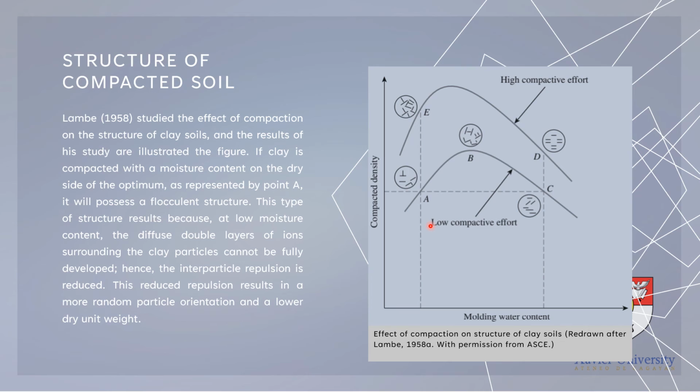This type of structure results because at low moisture content, the diffuse double layers of ions surrounding the clay particles cannot be fully developed. Hence, the interparticle repulsion is reduced. This reduced repulsion results in a more random particle orientation and a lower dry unit weight.